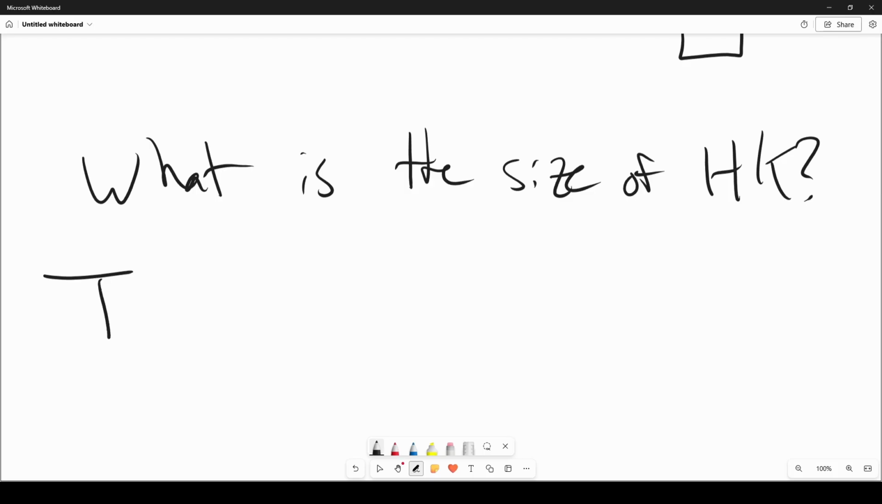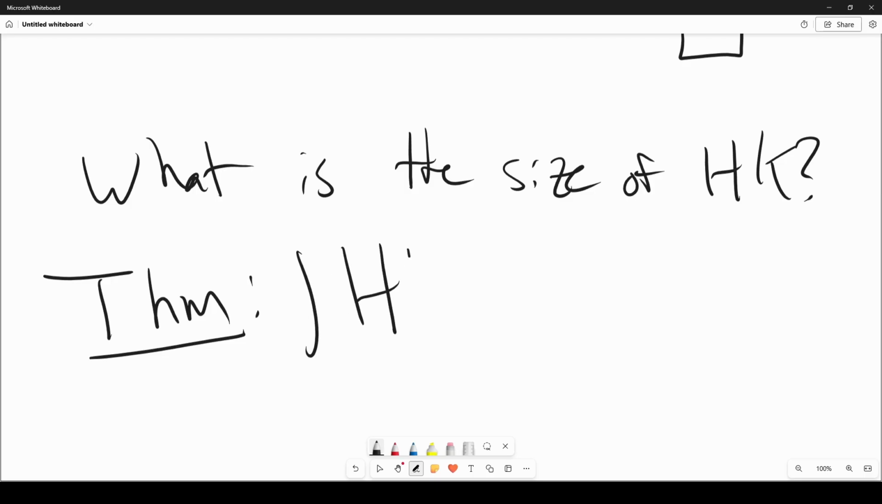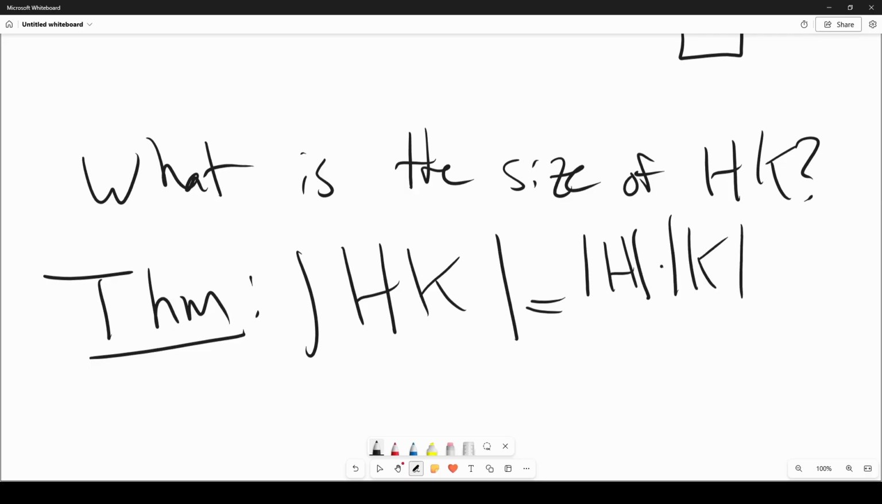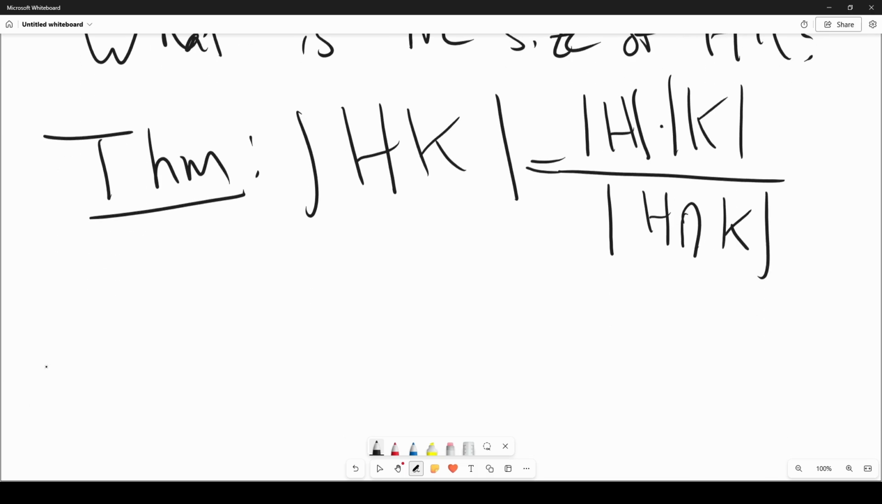So let's prove that. Theorem. Of course, from now on, I'm assuming that HK is a subgroup. This theorem says that the order of HK is going to be the order of H times the order of K divided by the order of H intersect K. Let's prove this.